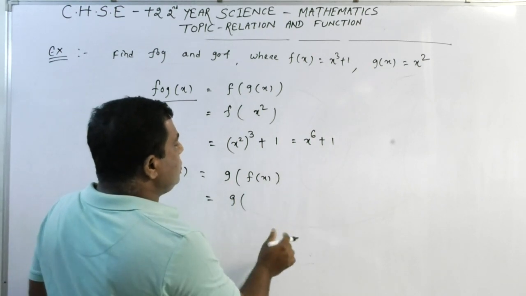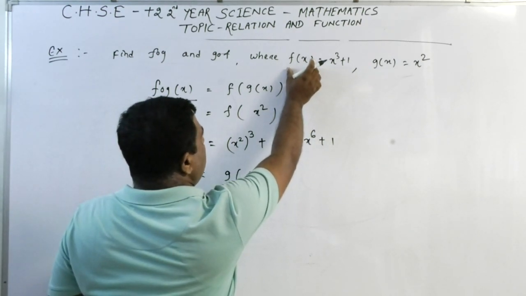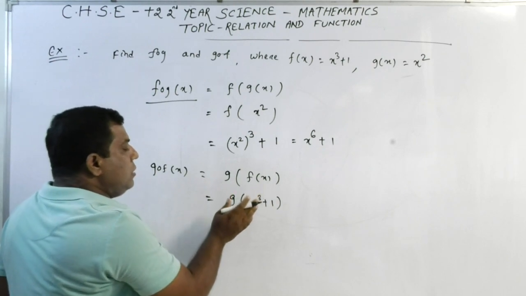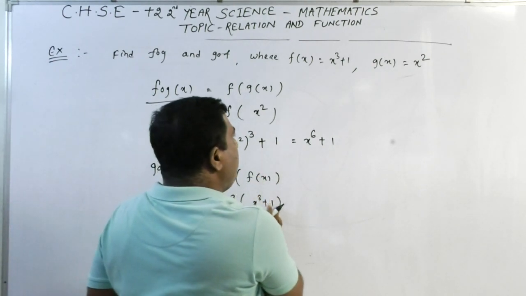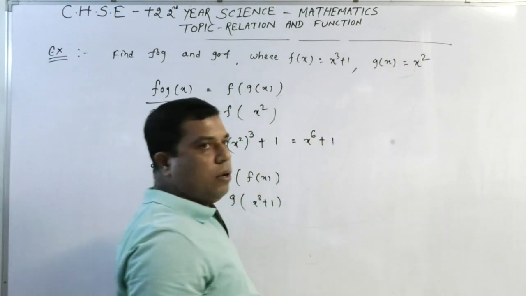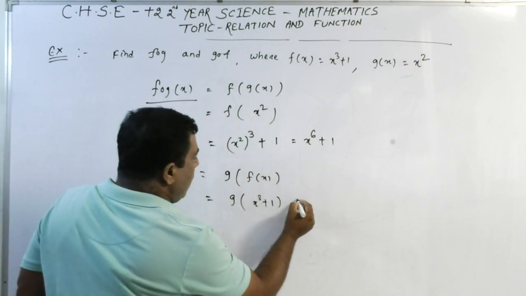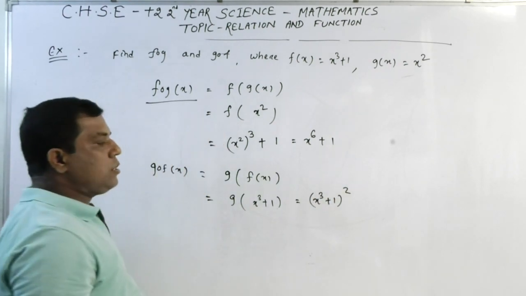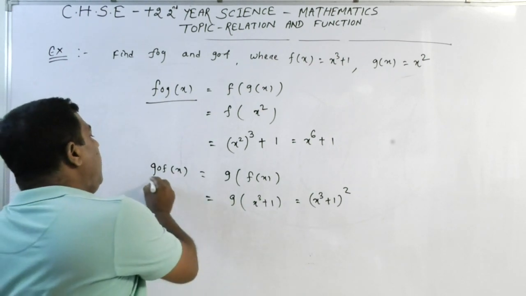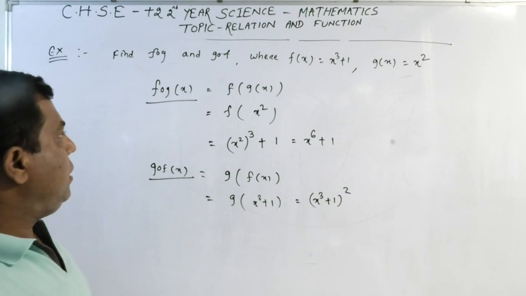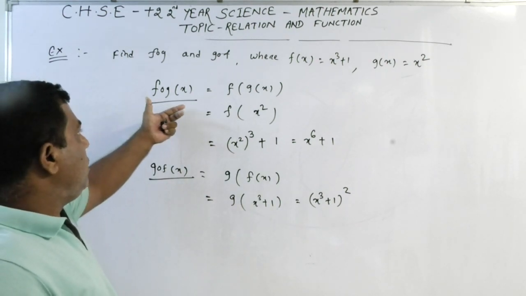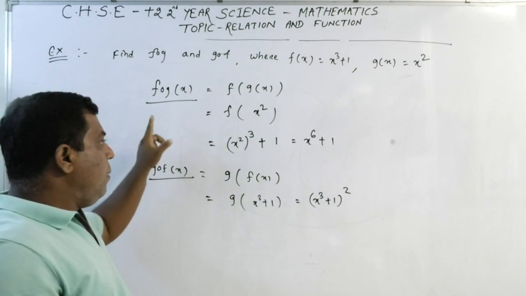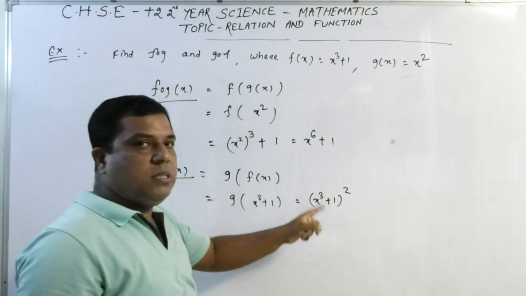And how can we evaluate it? What is f of x? The functional value is x cube plus 1. And what does g do? G converts any variable into its square. So on it, it will convert it as square of the value x cube plus 1. In this way our gof function is defined.